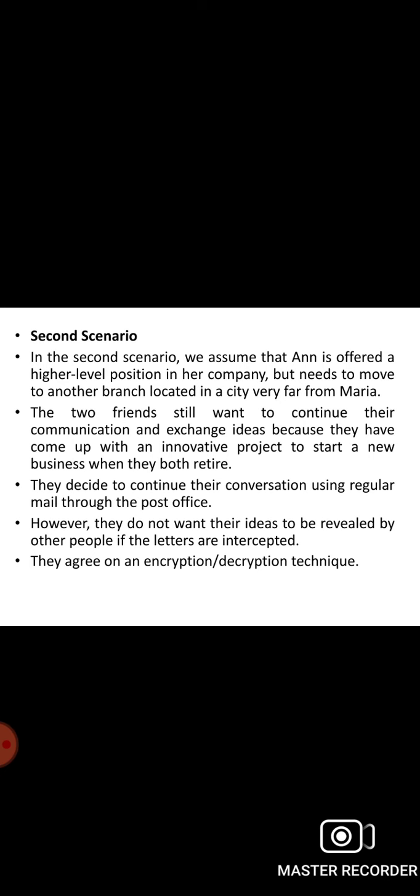However, they do not want their ideas to be revealed by other people if the letters are intercepted. So they agree on an encryption and decryption technique so that no one knows about those messages. The sender of the letter encrypts it to make it unreadable by an intruder. The receiver of the letter decrypts it to get the original letter. We assume that Maria and Anne use one technique that makes it hard to decrypt the letter if one doesn't have the key for doing so.